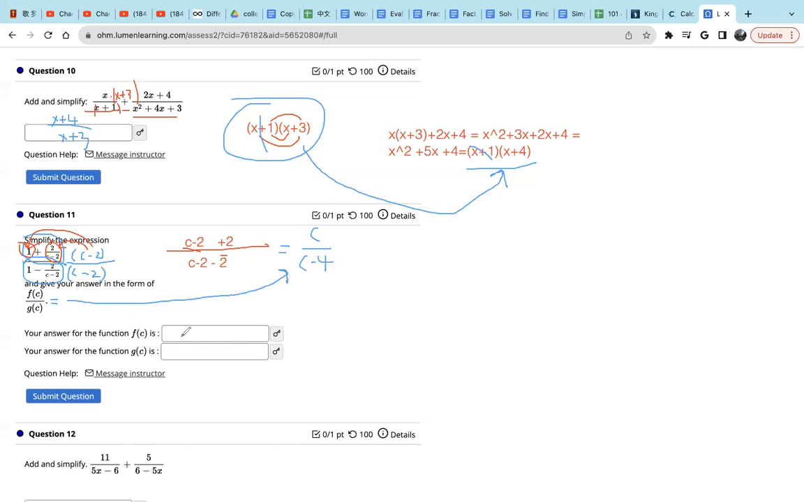Your answer for function f of c, well, what's function f of c? The numerator is f of c, that's 1 plus 2 divided by c minus 2. For g of c, the denominator is g, so that's 1 minus 2 over c minus 2. All right, and f of c divided by g of c is this.